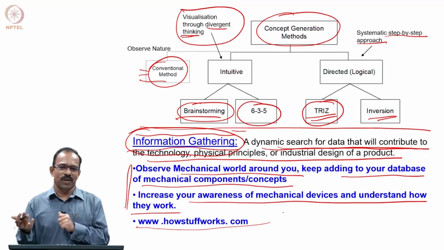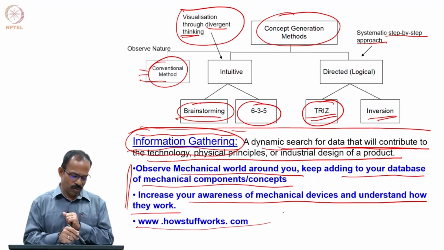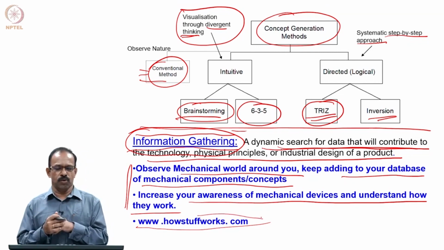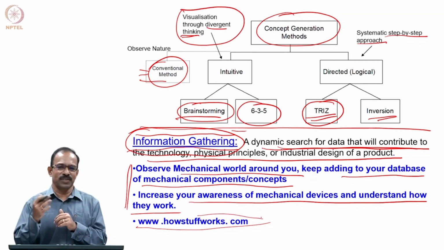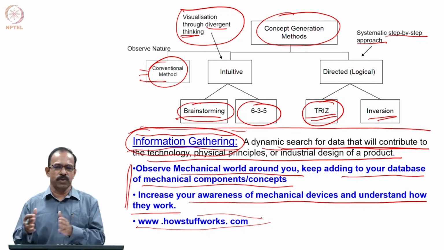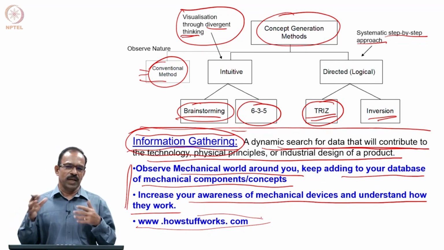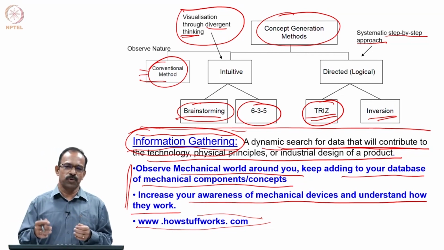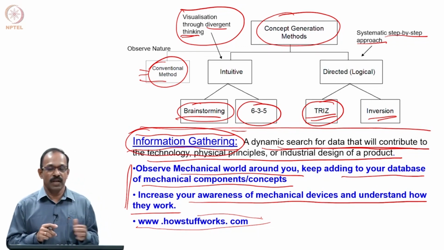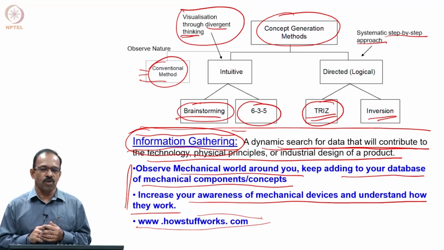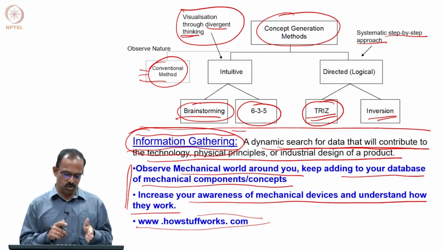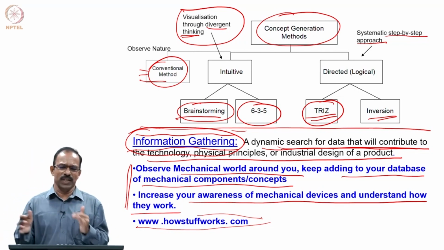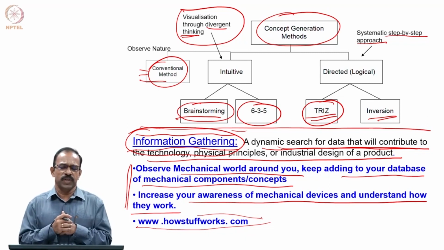If you want to know how a particular product works, you can go to a website like howstuffworks.com, or you can go to YouTube and then search for it. You will see a video explaining the principle of operation. So, this way try to develop a good database of products and the mechanisms and the concepts being employed, which will help you to contribute well in a concept generation exercise, whether it is brainstorming, 635 or trees, whatever it is. This database is very important.